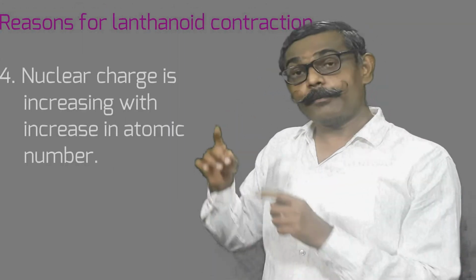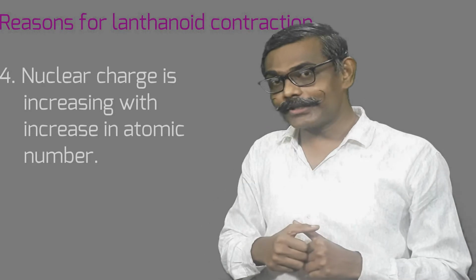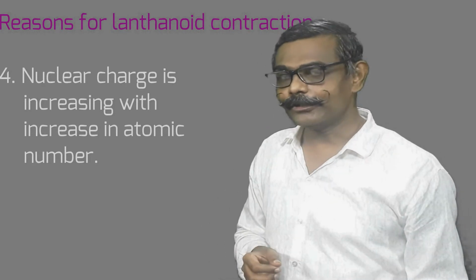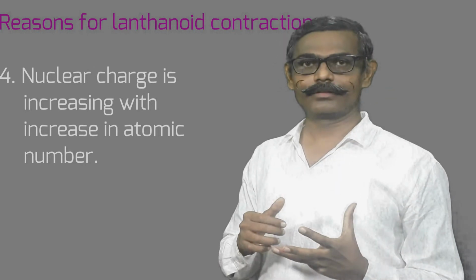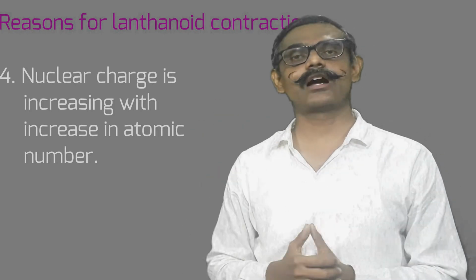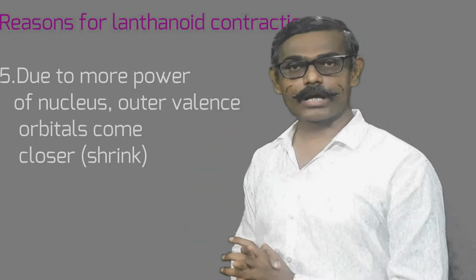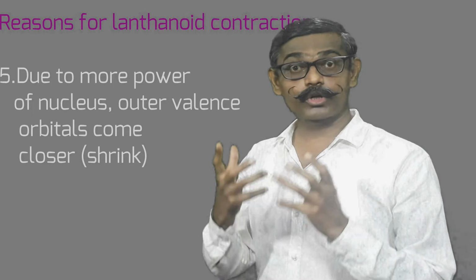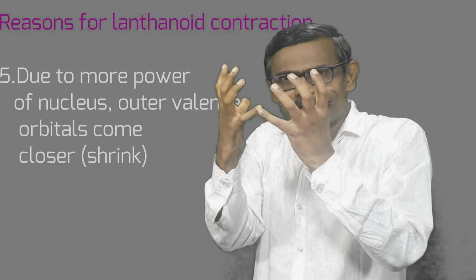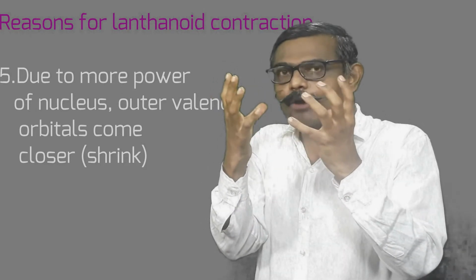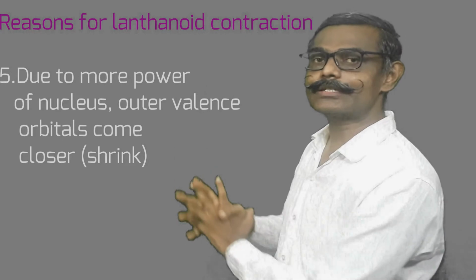Fourth reason: from lanthanum to lutetium, atomic number is increasing, meaning the number of protons is increasing, so nuclear charge is increasing. Stepwise there is an increase in nuclear charge. Now see the last, fifth reason. Because of the increase in nuclear charge, the power of the nucleus will increase, and due to this increase, the electrons will come closer. Atoms or ions will shrink. That is our fifth reason, the power of the nucleus increases.